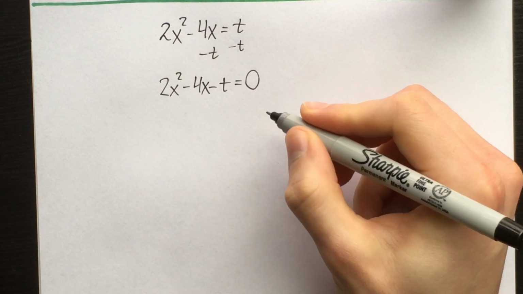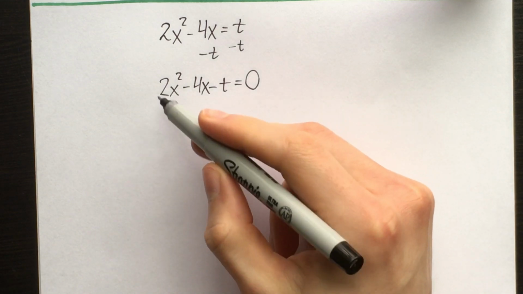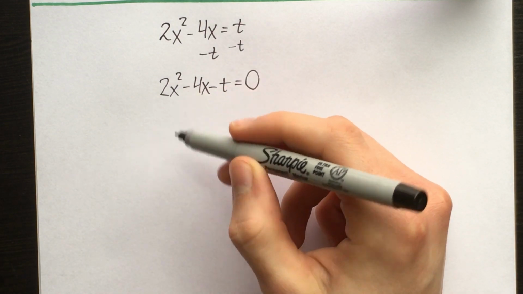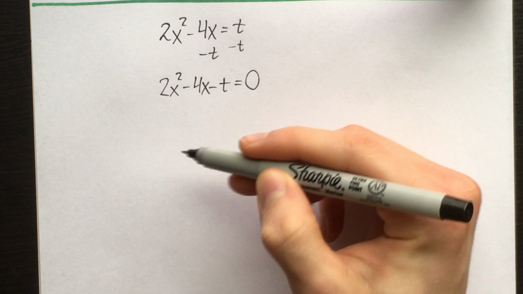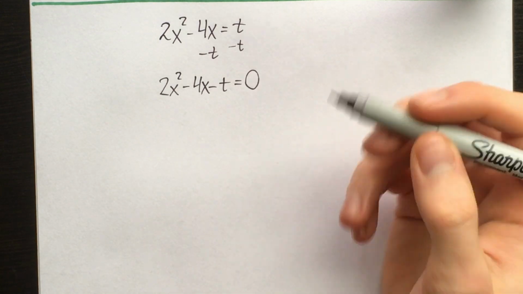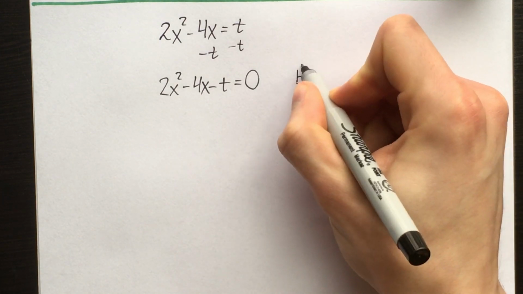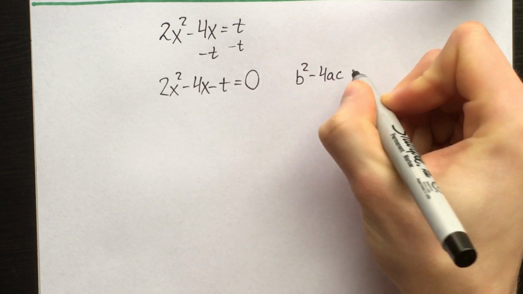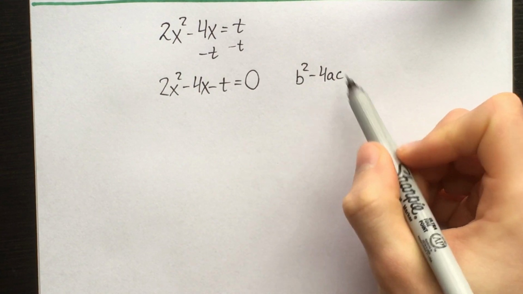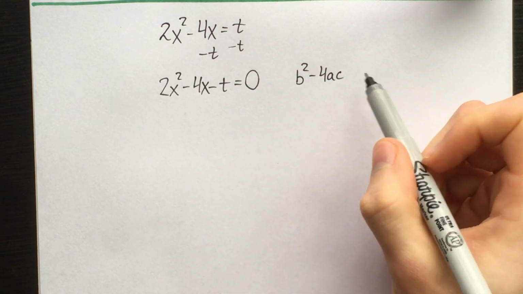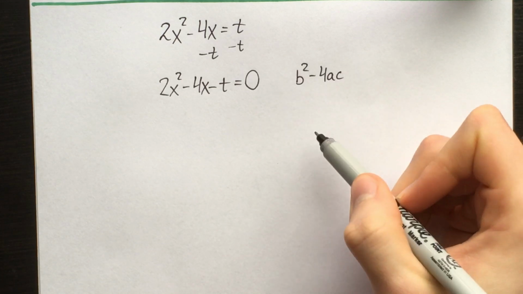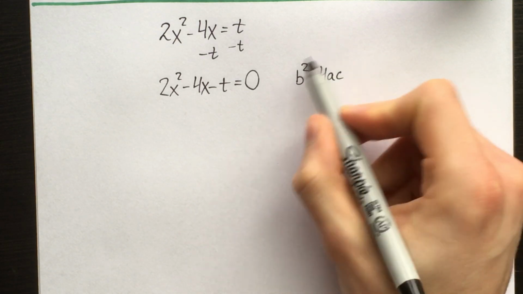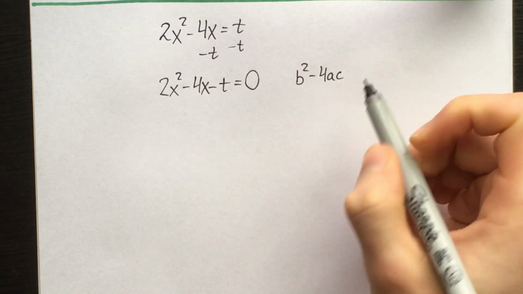So now what? We were just told that this has no solutions. So remember, when we're talking about the number of solutions, let's just go back to our discriminant. Right, so b squared minus 4ac. Remember, if the discriminant is larger than 0, there are two solutions. If it's equal to 0, there's one solution. And if it's smaller, there are no solutions. So we need this to be smaller than 0.